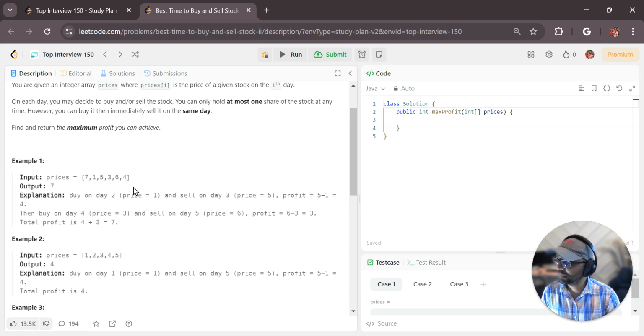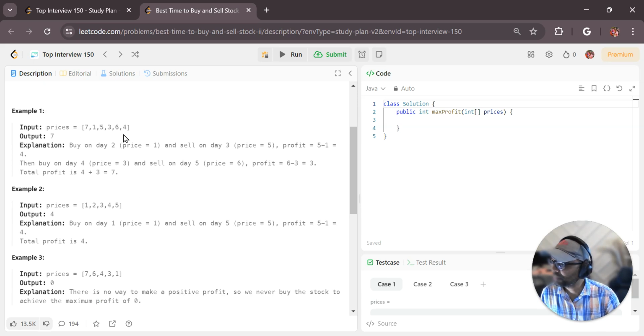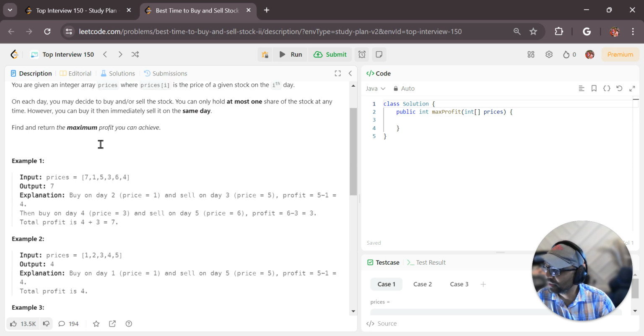Let's look at the examples that they have given. So the prices input array is 7, 1, 5, 3, 6, 4. And here they are saying the best answer is 7, or the maximum profit is 7. And that's because we can buy on day 2 at price 1 and sell on day 3 at price 5, which is a profit of 4. And then we can buy on day 4 at price 3 and we can sell on day 5 at price 6. That is another profit of 3. So 4 plus 3 is 7.